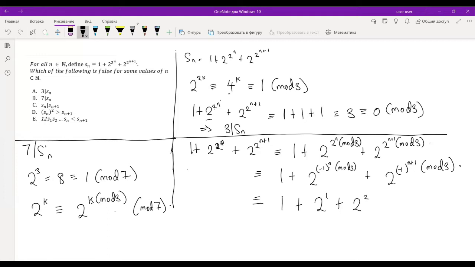If n is odd, the power here will be minus 1 and the power here will be 1. And if n is even, the power here will be minus 1 and the power here will be 1. So then we can easily conclude that we get these residues. So this is 1 plus 2 plus 4, and this is 7. So it's 0 mod 7.